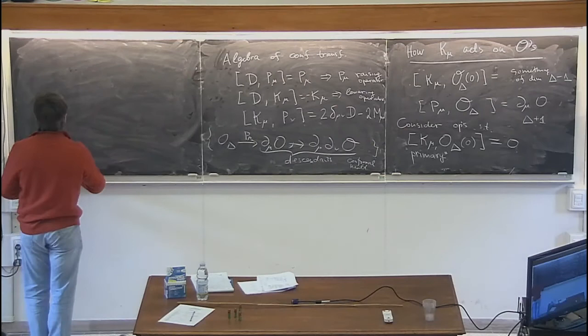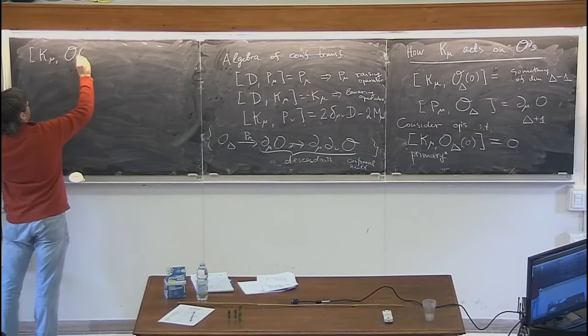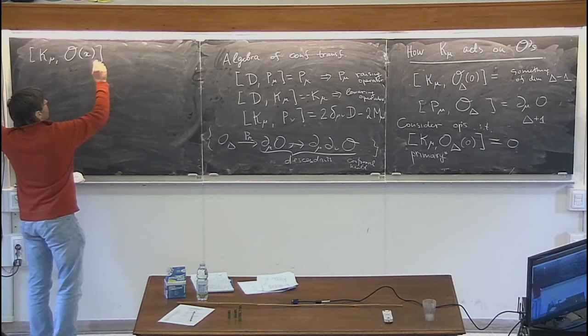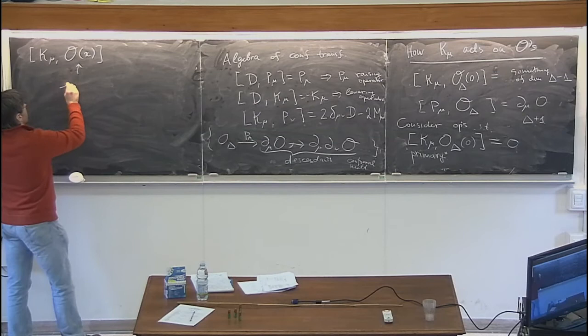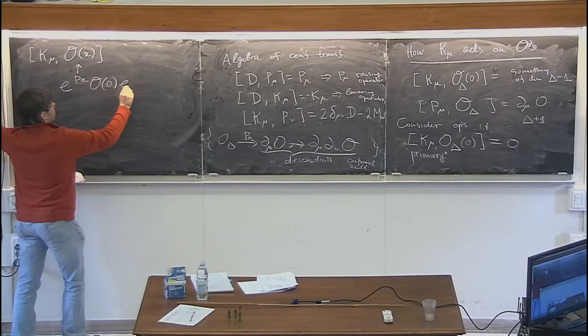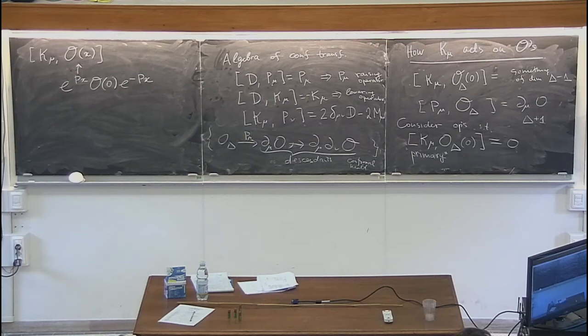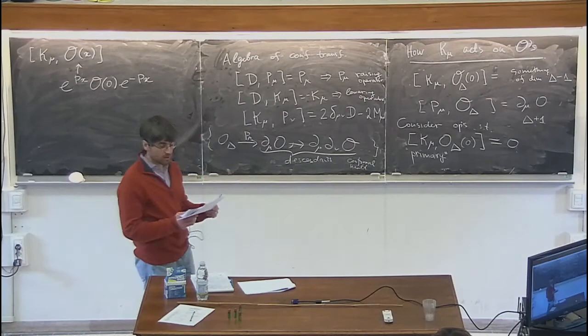So it's still interesting to say what k mu does when it's applied to O of x. But let's suppose O is a primary. We said that we don't care so much about descendants, so let's just focus on primary. What is this? It can be computed from the algebra, because I can write O of x as e to the px O of 0 e to the minus px. And now, just by using the algebra and the Campbell-Baker-Hausdorff formula, I can express this in terms of things that I know. So this is completely fixed now using the algebra.